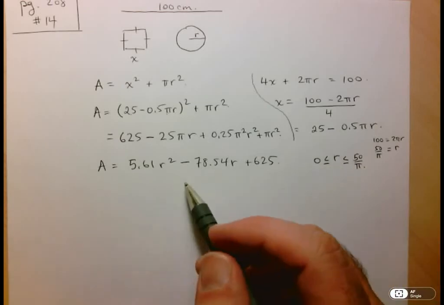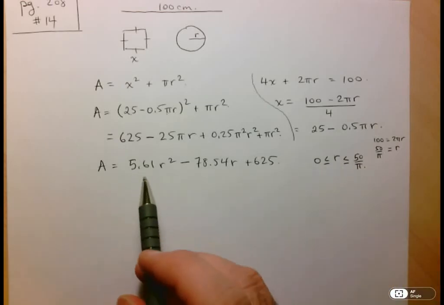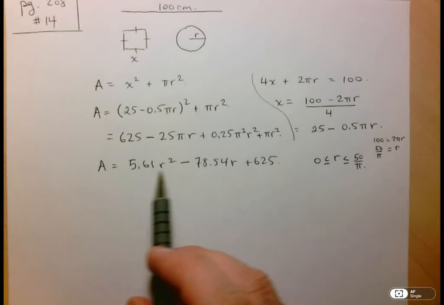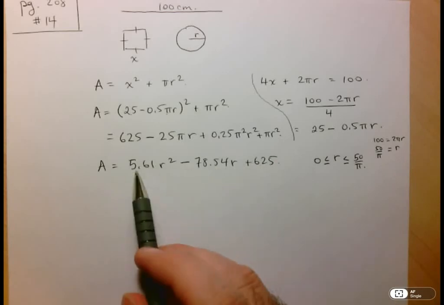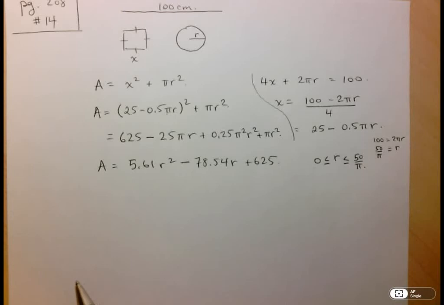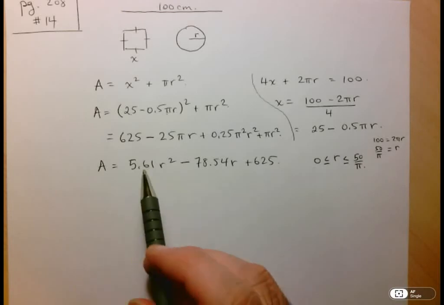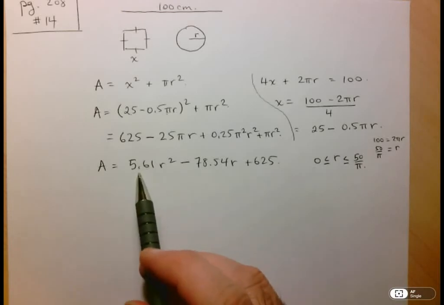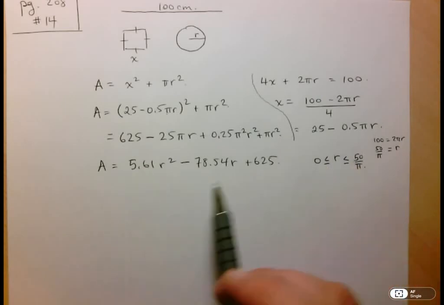Okay, so hopefully you'll notice here that this is actually a pretty simple function. This is just a quadratic function with a positive leading coefficient. So we should see that whatever critical point we find will relate to a minimum. Okay, so that means a maximum will have to be found at the endpoints.